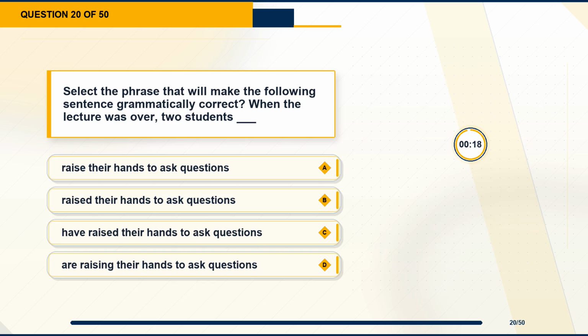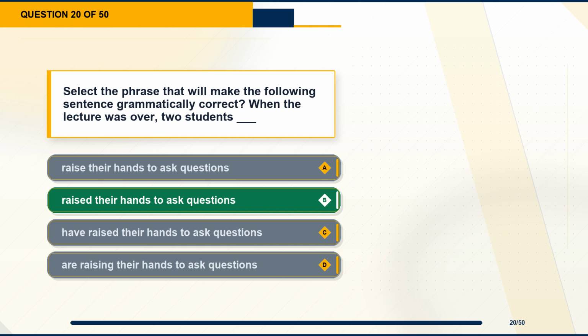Question 20. Select the phrase that will make the following sentence grammatically correct. When the lecture was over, two students blank. Option A, raise their hands to ask questions. Option B, raise their hands to ask questions. Option C, have raised their hands to ask questions. Option D, are raising their hands to ask questions.